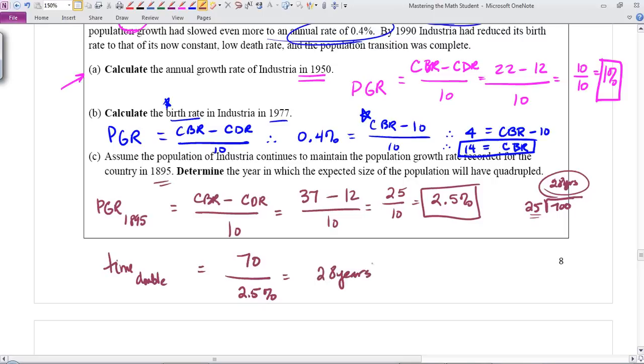We've not answered the question yet. Let's read it again. Determine in which year the expected size of the population will have not doubled, but rather quadrupled. Isn't that a double doubling? Think about it. Yes, it is. So, therefore, 56 years, 28 twice, 56 years to quadruple the population.